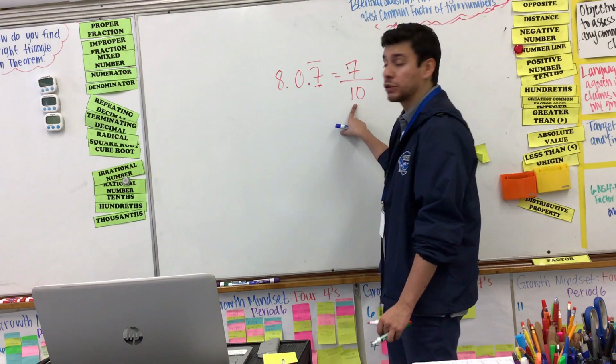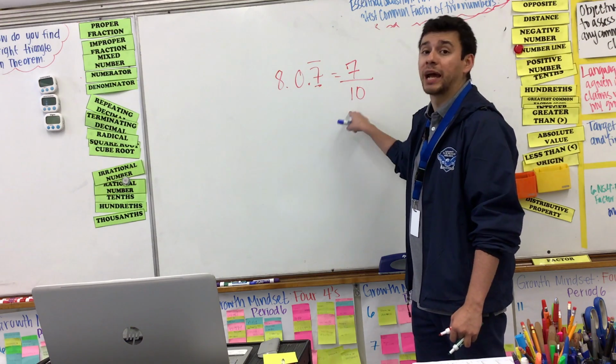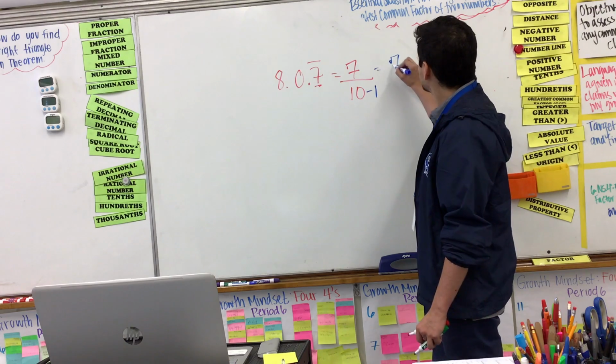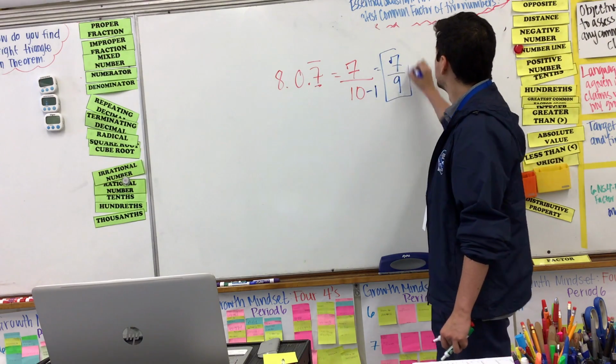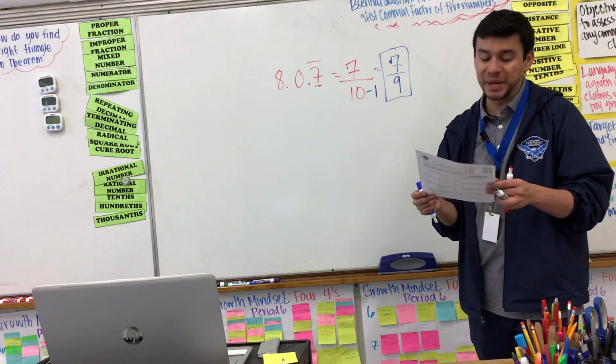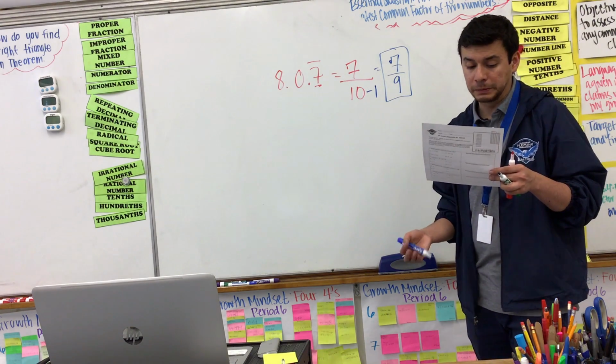remember repeating decimals go to the 99-cent store. You want a 9 down here. So the only thing you do is subtract by 1. So then you have 7 over 9. And that is your answer, which is letter B. That was the answer for that one.